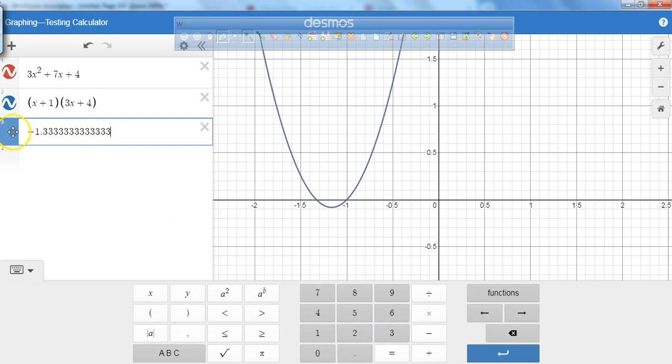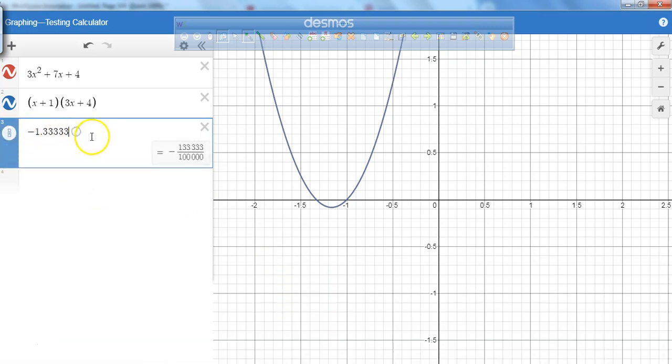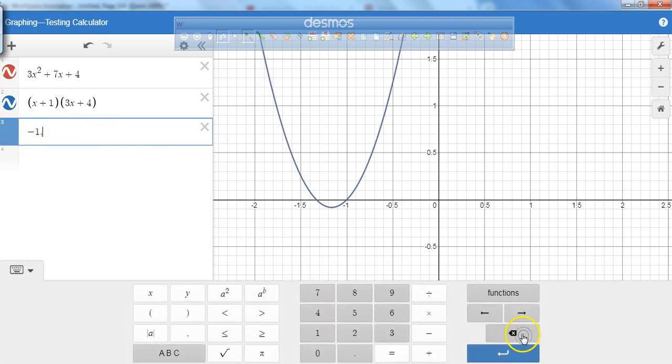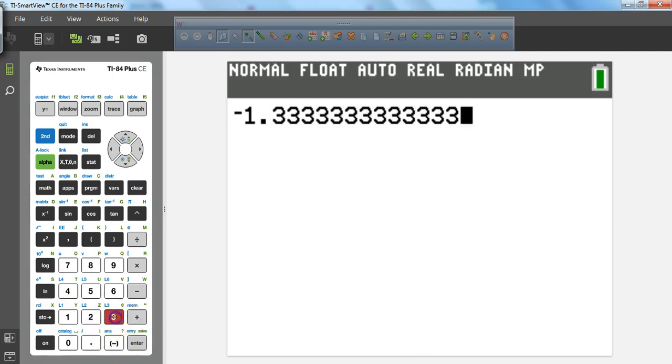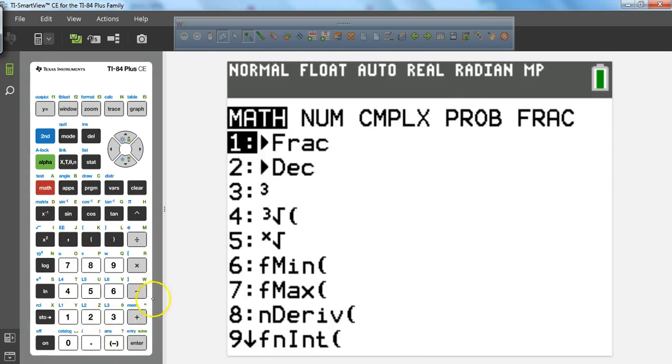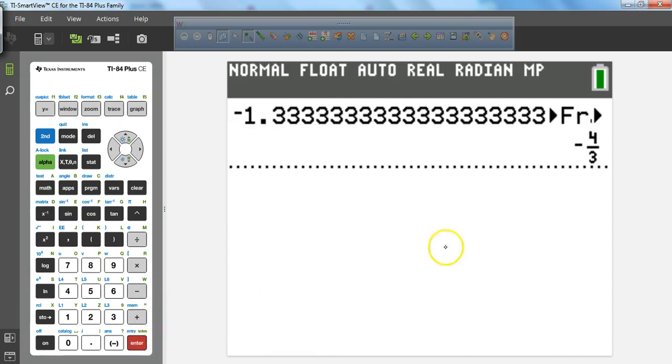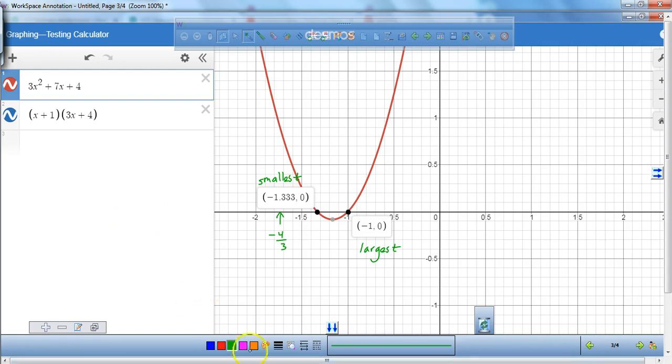All right, and see here, I'm not sure if Desmos does that. Let me see here, see if it does it for us. No, it looks like it doesn't. But if you do have a graphing calculator, if you type in negative 1.3 repeating and you do it long enough, hit the math button, press enter twice, and we'll change it to that fraction. Now, my suggestion is not to worry about decimals, but just do it by hand. It's a heck of a lot easier.